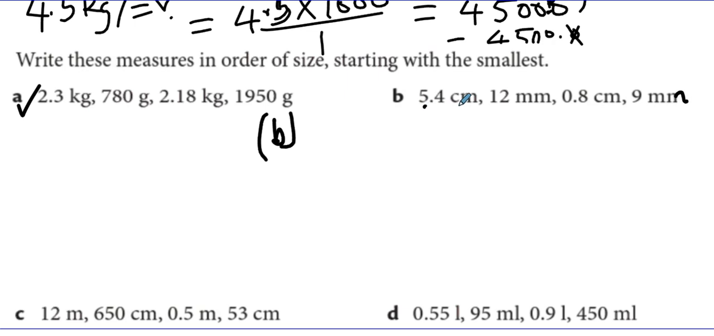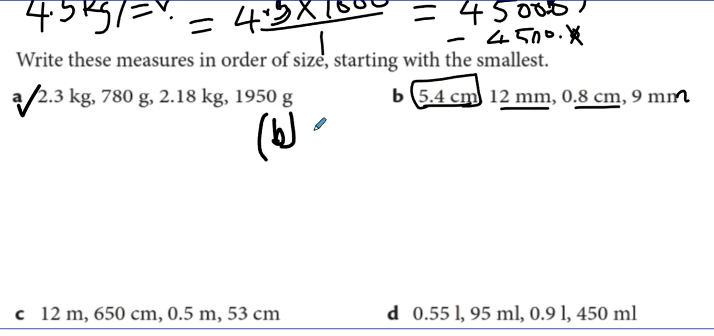So the idea is change every single unit into the same units. That means in this case we have to convert all the units to be expressed in millimeters. So what we are going to do is convert the centimeters into millimeters, but the millimeters will remain the same. Okay, so here we go. Let us change 5.4 centimeters into millimeters.